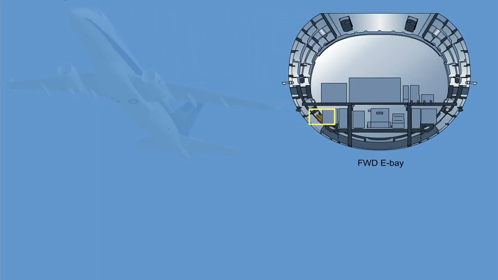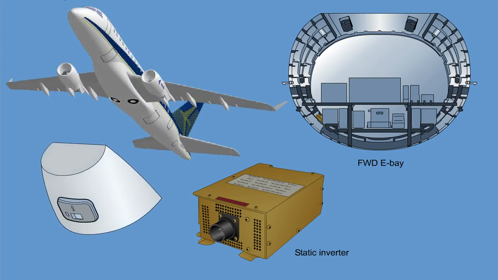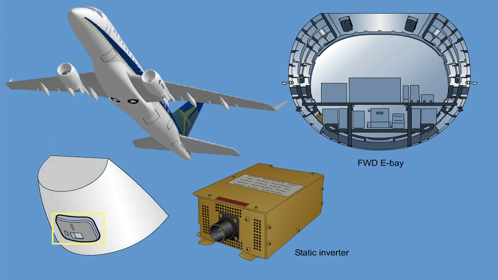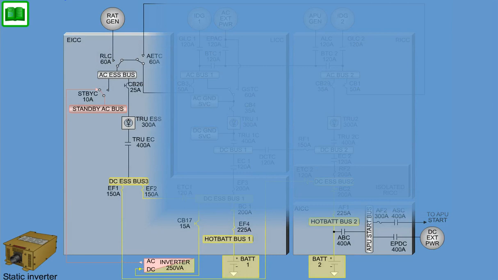The static inverter is located in the temperature and pressure-controlled forward E-bay. The static inverter can be accessed through the forward E-bay floor access hatch located in front of the nose gear. The static inverter is a line-replaceable unit.